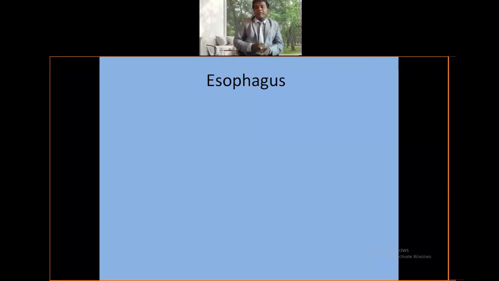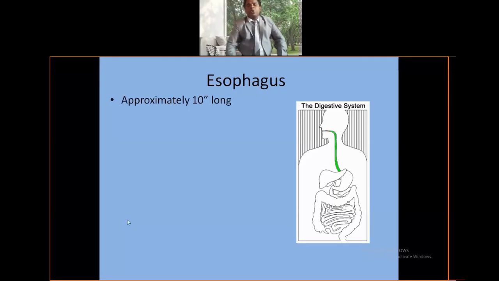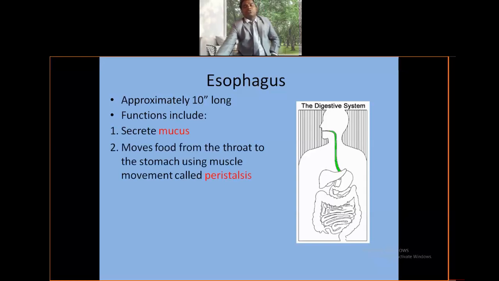Now coming to the esophagus. I already told you it is approximately 9 to 10 inches long. What is the function of the esophagus? It is a tube-like structure, the green part we discussed earlier. The esophagus secretes mucus. And one more thing, the esophagus contains 3 muscles: vertical muscles, circular muscles, and radial muscles.